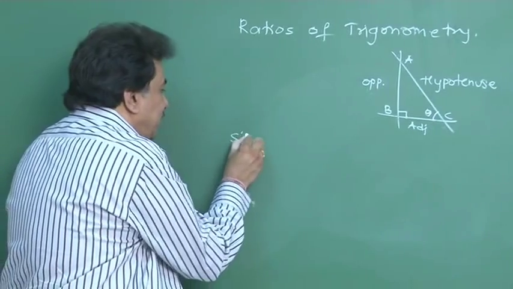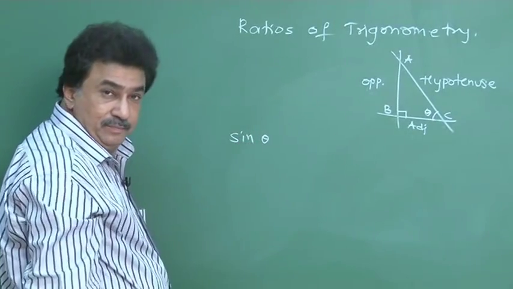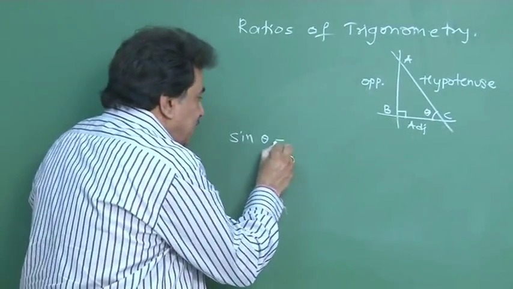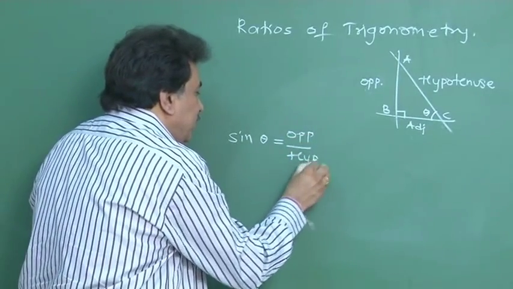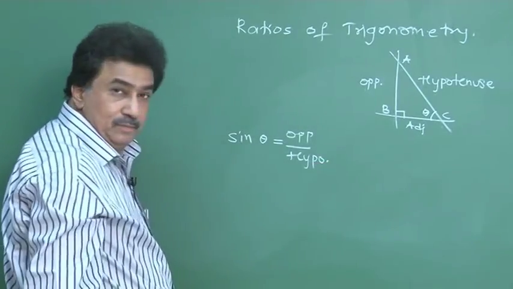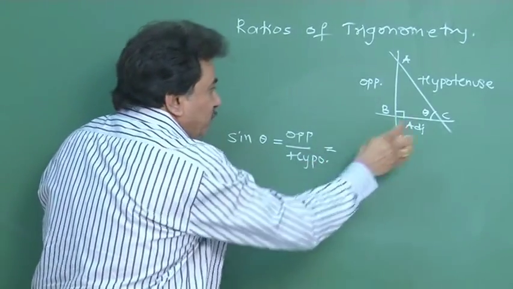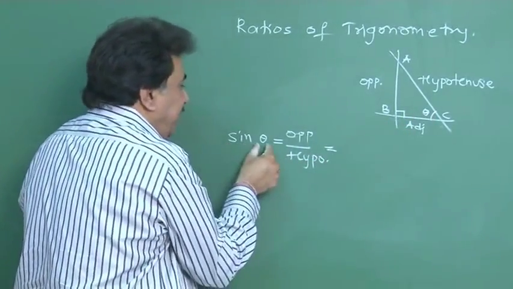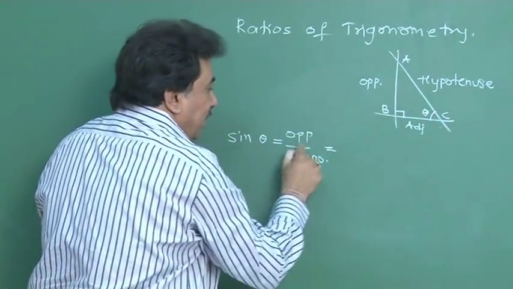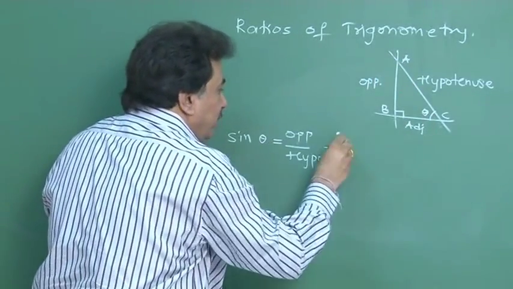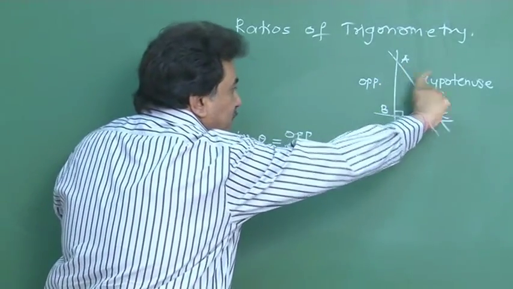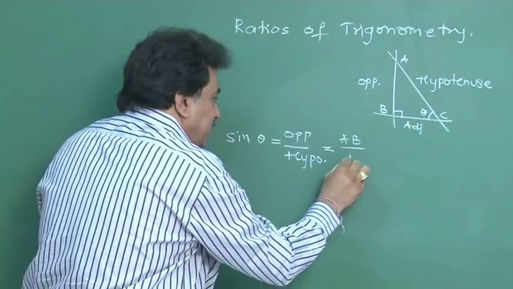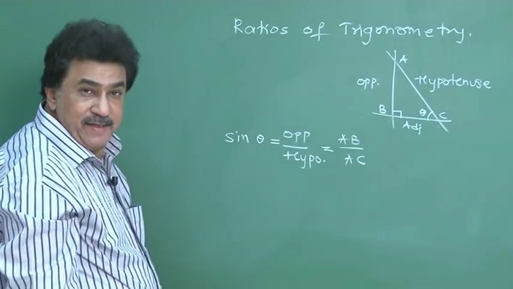First is sine theta. That is opposite upon hypotenuse. And when I see this, what is the opposite side from theta? Let me see from where theta is. Opposite side, AB. What is the hypotenuse? AC. So I get AB upon AC.